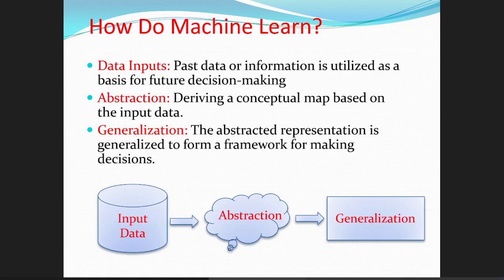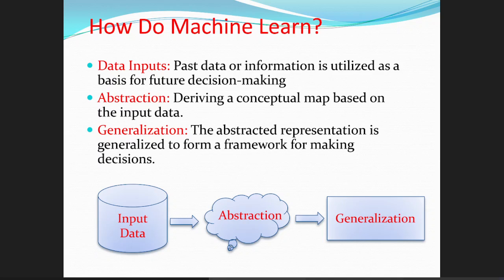Okay, so how does the machine learn? This is what we have learned till now: the machine is learning with some set of data. Abstraction means deriving a conceptual map based on the input data. It is abstracting the knowledge from that data. So once the knowledge has been extracted from the data set, random predictions or classifications can be done.